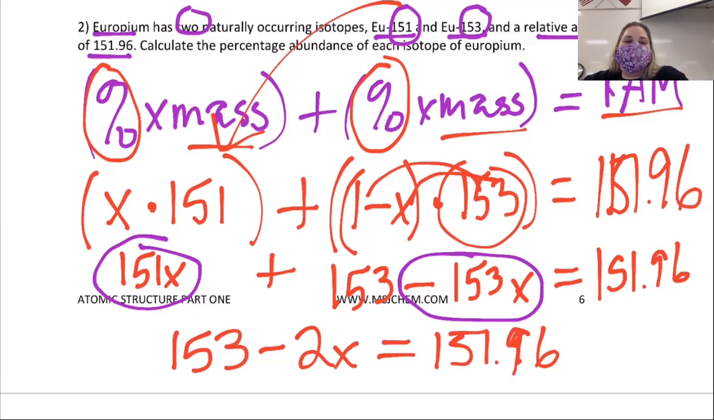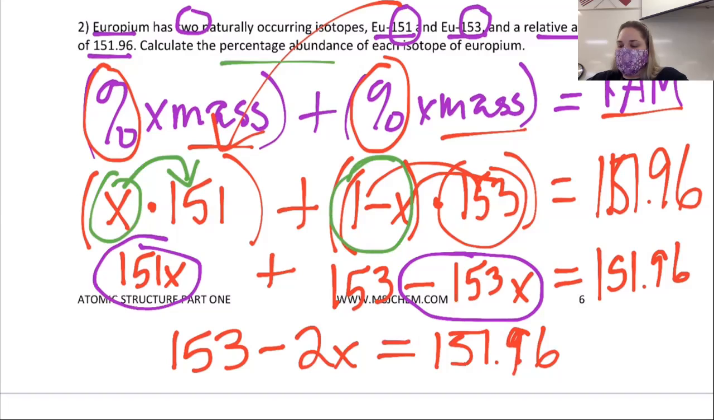Now, once I get the answer for x, that tells me the answer for the 151 mass. So this is where you've got to be careful. Remember, x is where we made that the percent for 151. To get the answer for 153, I have to do 1 minus x. And remember, x is in decimal form. So they want the percent abundance, which means I have to multiply it by 100.